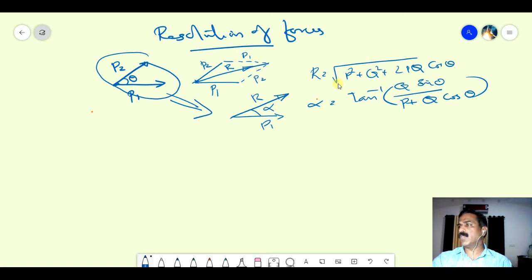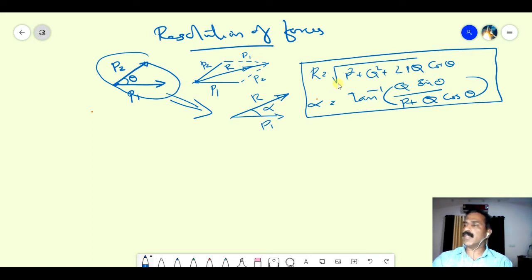So these are the two equations we need to remember to find the resultant of two concurrent non-parallel forces. This is using the parallelogram law of vectors. So here we have replaced or merged two forces into a single force, combining the effect of these two forces into the effect of a single force.